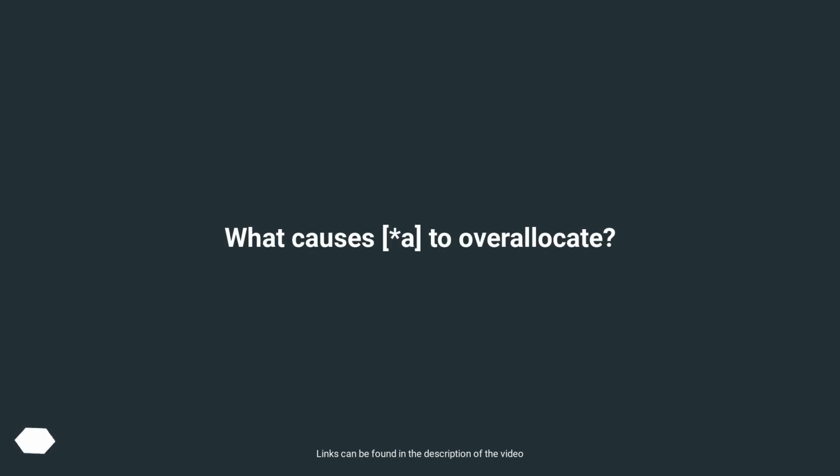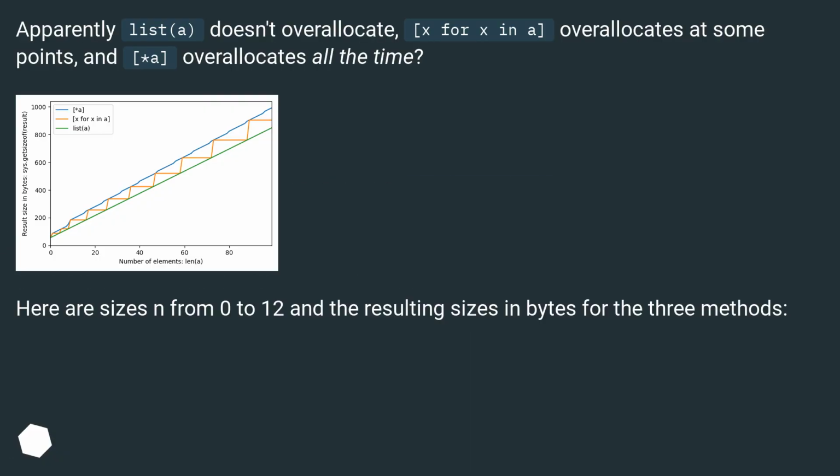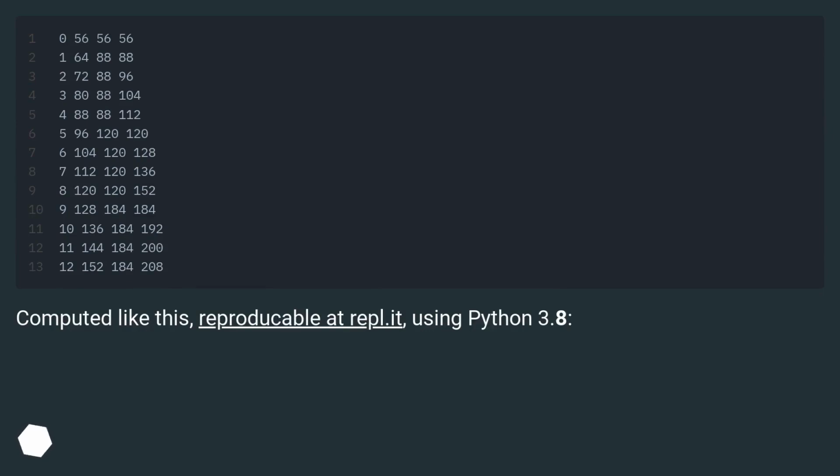What causes [*A] to overallocate? Apparently list(A) doesn't overallocate, [x for x in A] overallocates at some points, and [*A] overallocates all the time. Here are sizes n from 0 to 12, and the resulting sizes in bytes for the three methods. Computed like this, reproducible at REPL.it, using Python 3.8.